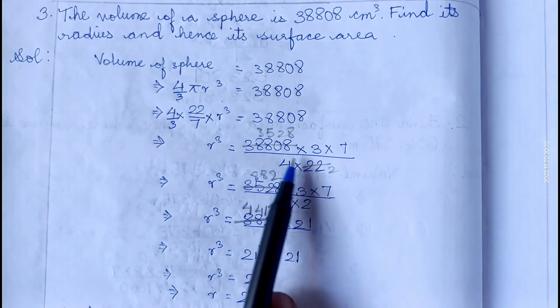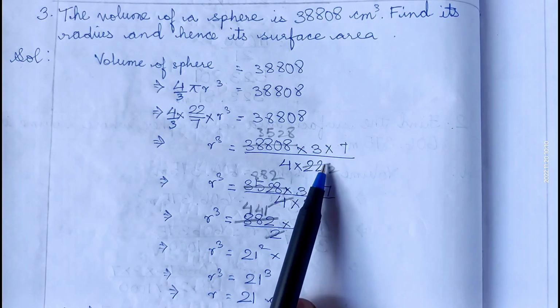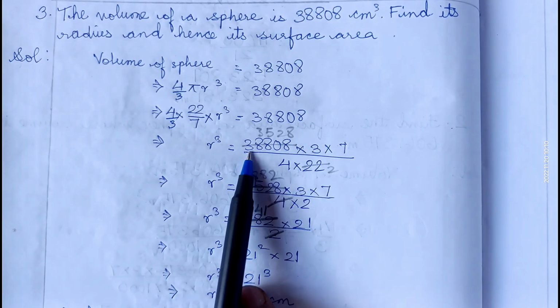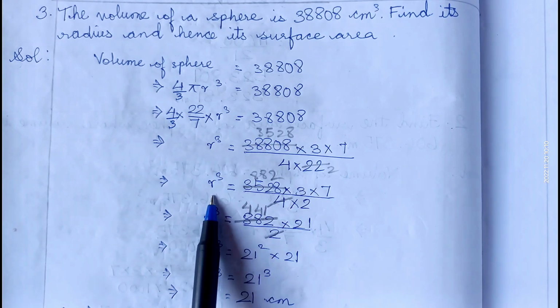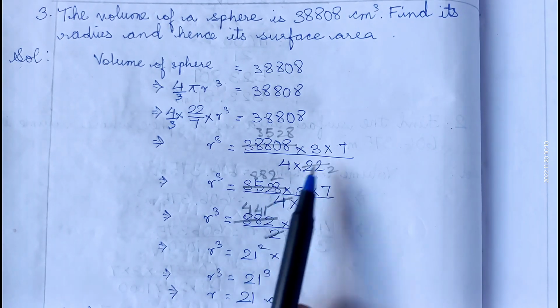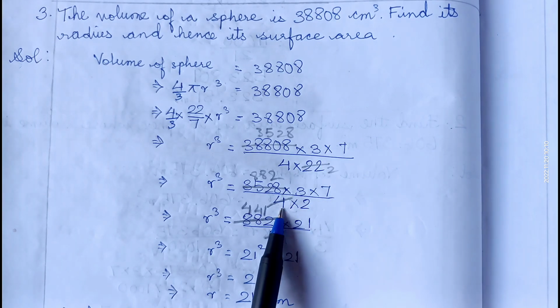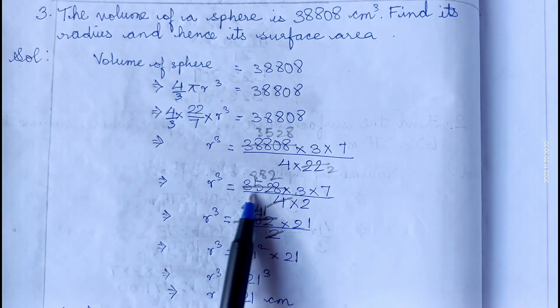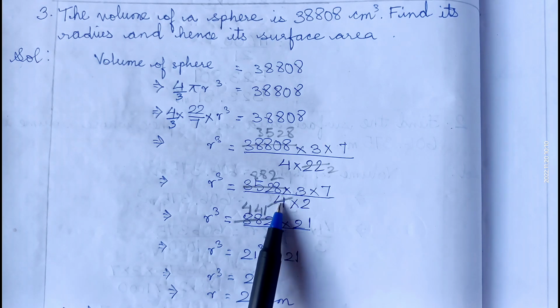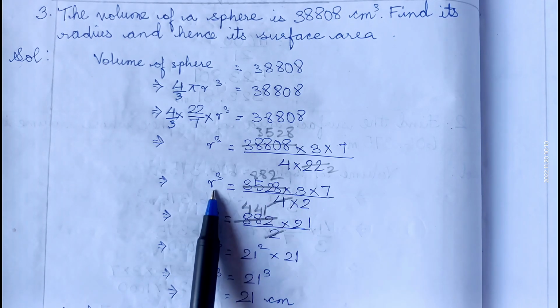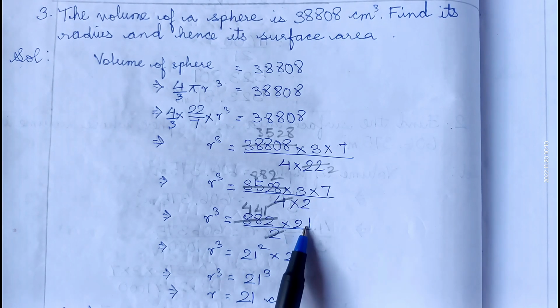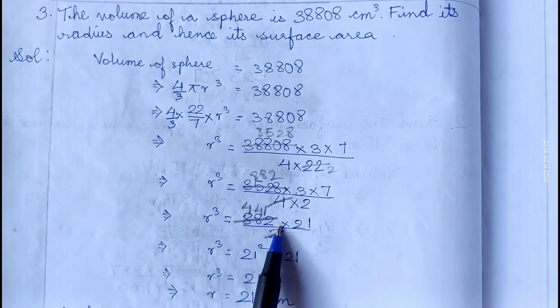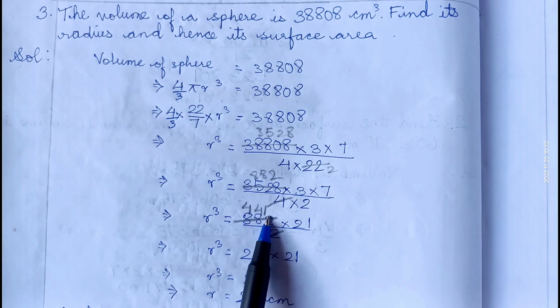So r cube will be 38808 into 3 into 7 divided by 4 into 22. Now if I cancel these two numbers by 11, after cancelling 22 by 11 it will be 2. 38808 divided by 11 will give 3528. So r cube will be 3528 into 3 into 7 divided by 4 into 2. Again this number 3528 can be cancelled by 4. It will give 882. So r cube will be 882 into 3 7 are 21 divided by 2. 882 divided by 2 will give 441.